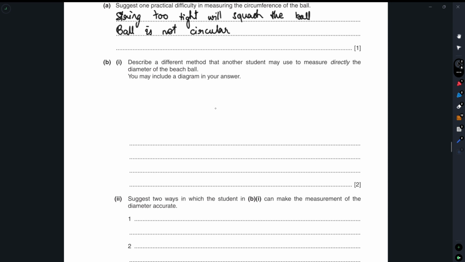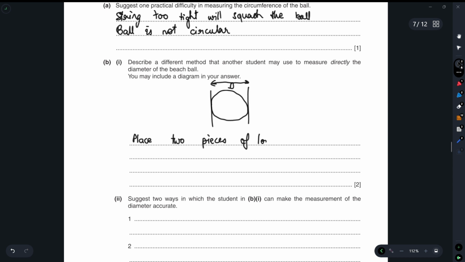Directly measure the diameter. For the diameter, you place two long pieces of wood or whatever. So essentially you need two long pieces of wood, and the ball comes in between them, and then we measure the diameter. Right? So place two long wooden sheets on each side of the ball. Measure the distance between the sheets.